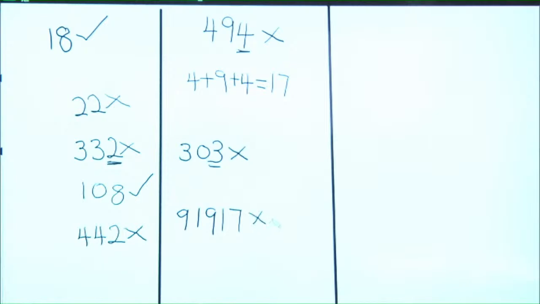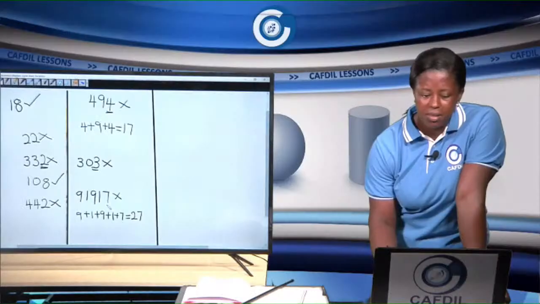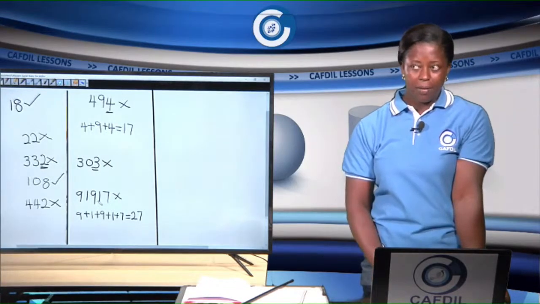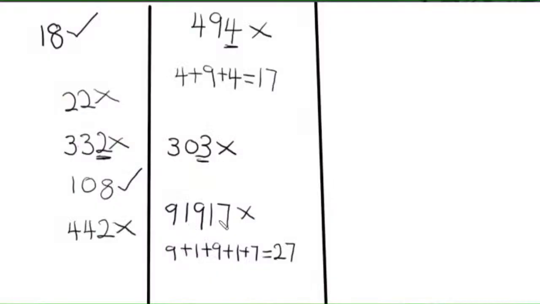So this number is not divisible by 18 because when we added the digits 9 plus 1 plus 9 plus 1 plus 7, we had 27. Yes, 27 is divisible by 9. But look at the last digit, which is 7. 7 is not an even number. So, this whole number, 91,917, is not divisible by 18.